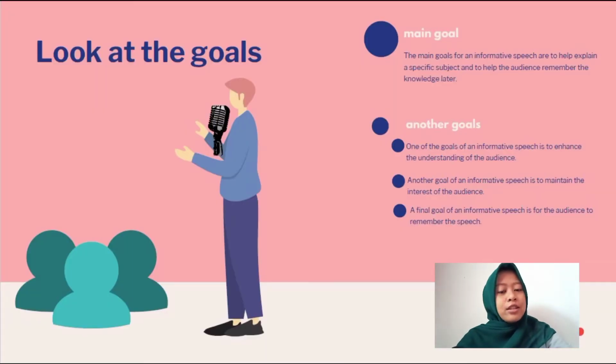Okay, so next, let's look at the goals. The main goals of an informative speech is to help explain a specific subject and to help the audience to remember the knowledge later. We as the speaker have to make sure that the audience can understand and also remember our material. There is also another goal, which is to enhance the understanding of the audience, to maintain the interest of the audience, and then to make the audience remember the speech. We have to make the audience understand the information, remember it, and also make sure that they enjoy our speech. They are interested, they are engaged with our speech.